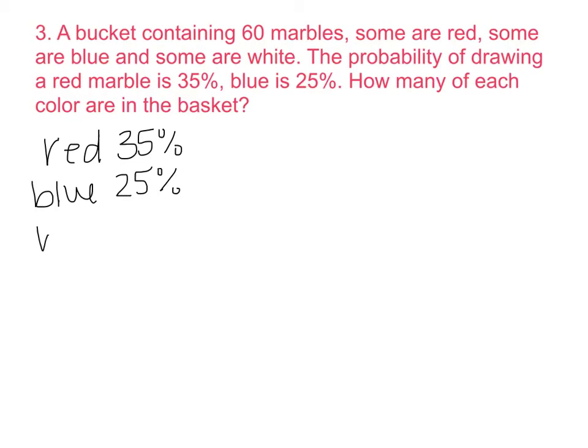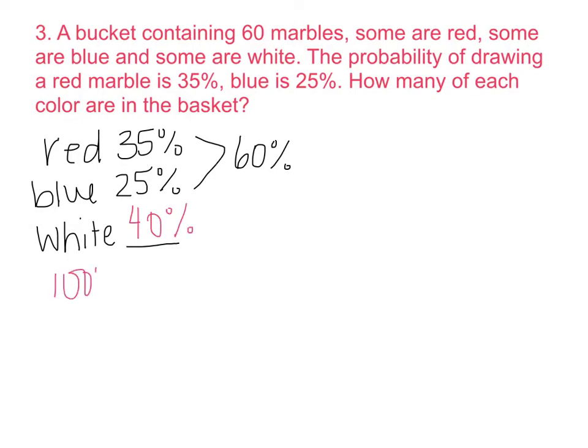Now we have to figure out what percent is white. So 35 plus 25% equals a total of 60%. So if all three colors equal 100%, and we know the first two equal 60%, our white marbles are going to take up 40%, because 100% minus 60% is 40%.